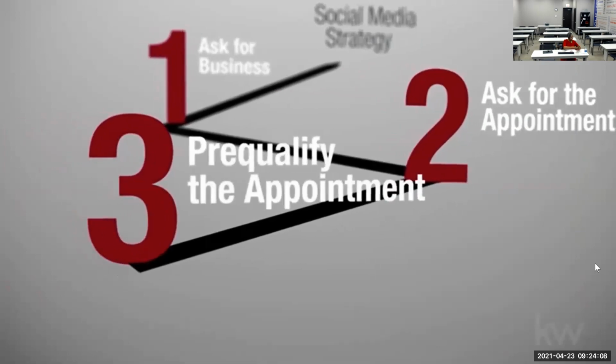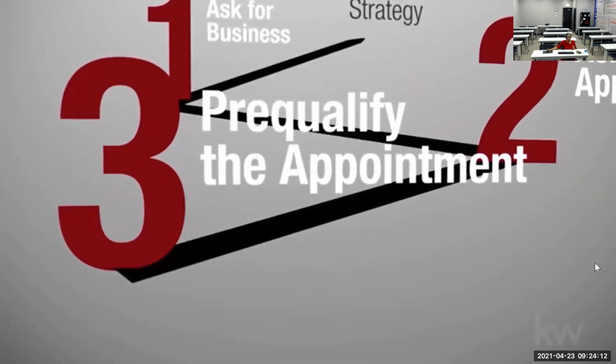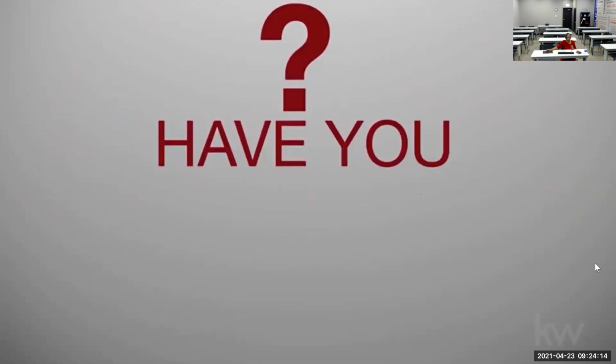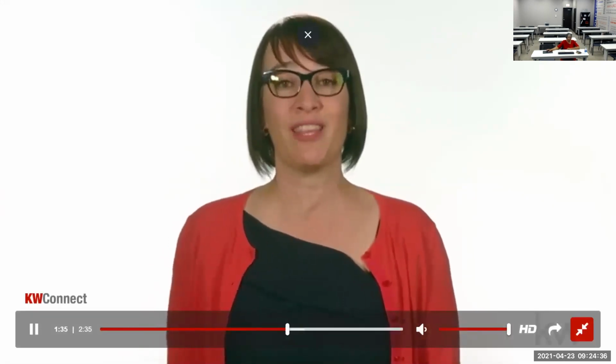Tip number 3, so now you've got the appointment, you want to pre-qualify that appointment by using scripts. Ask questions such as, have you met with the lender that I referred you to the other day? To make sure that they have their price range in mind when they're meeting with you to buy a home, and that you know they're able to sell a home or that they're motivated by a desire to have another outcome, like maybe they're relocating or they're downsizing their home. There has to be some motivation level to continue forward with the appointment.